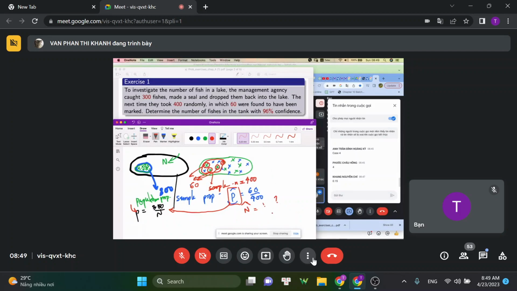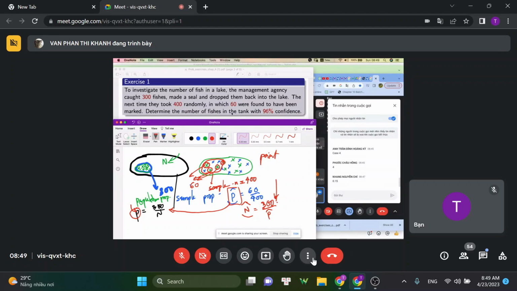Yes. Okay, interval. But if I just use one value to estimate, like the point estimate, it means that I use p hat to estimate p. So n hat will be what? N hat will be 300 over p hat, right? So this is my estimator, but it's just one value.